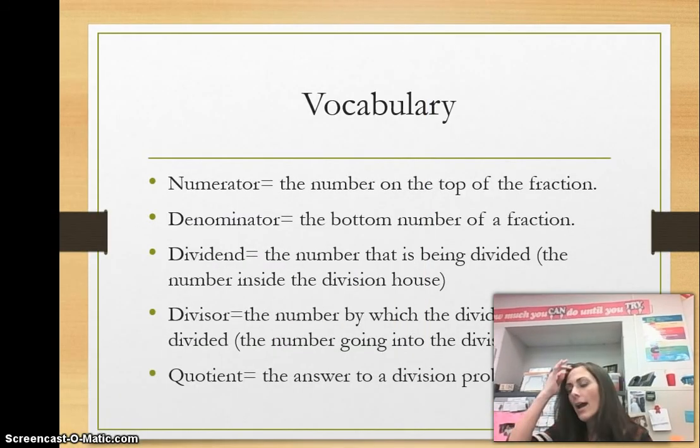Here are some of your vocabulary words. You need to remember that a numerator is the number on top of a fraction, and the denominator is the bottom number of a fraction. The dividend is the number that is being divided. That's going to be the number inside of the division house, and the divisor is going to be the number on the outside of the division house. And the quotient is the answer to a division problem.